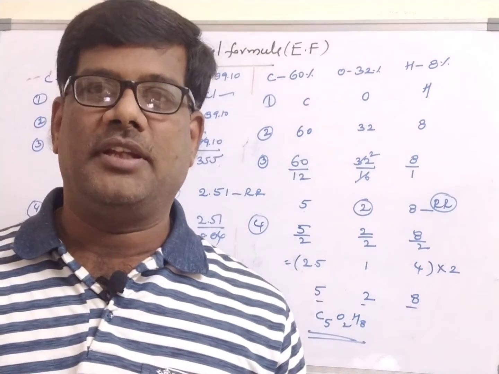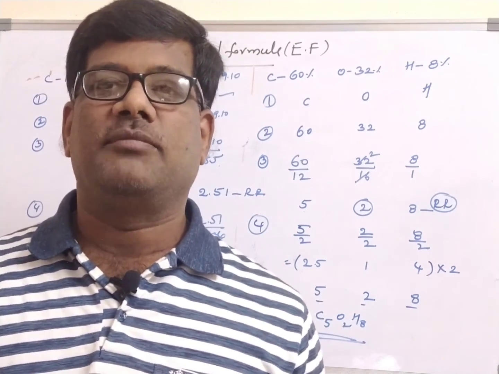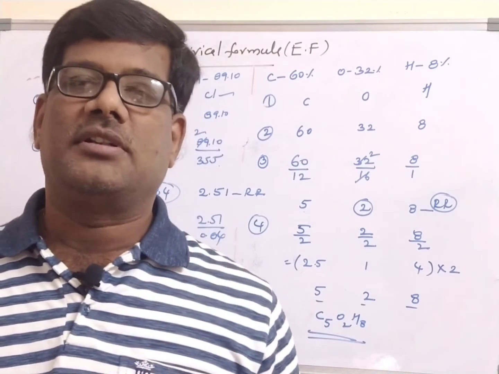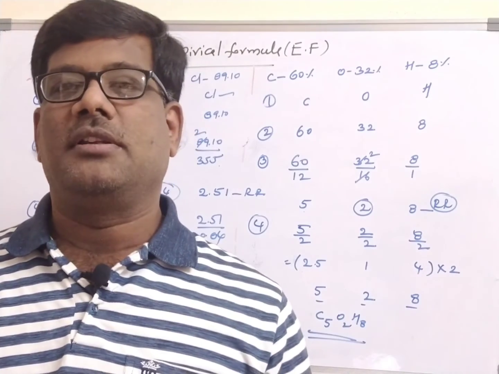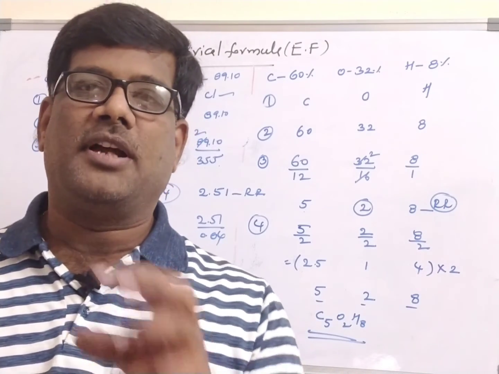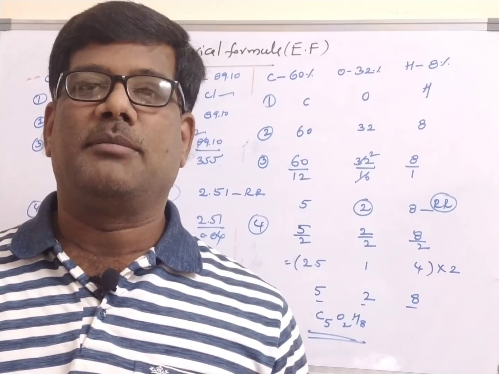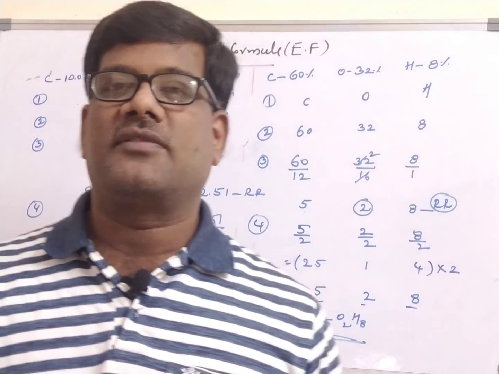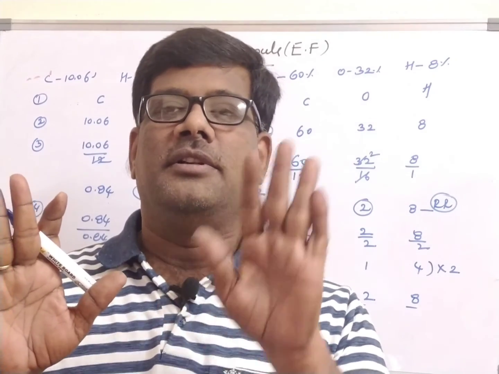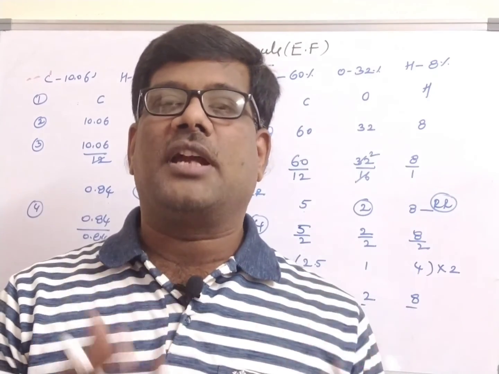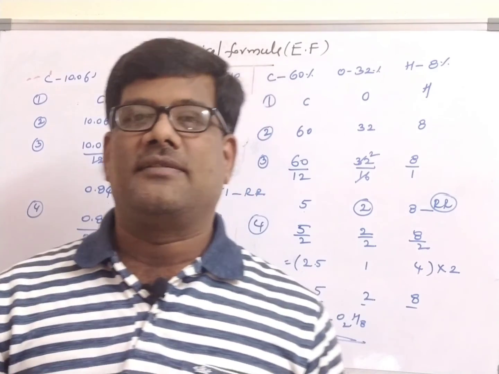Tomorrow I will give you the remaining 2 methods to calculate the empirical formula. Once again I will repeat: what is the molecular formula? The actual number of atoms present in the molecule gives the molecular formula. What is the empirical formula? The simplest ratio of the atoms present in the molecule. What is the relation between them? Molecular formula is equal to n times the empirical formula. How to calculate n? n is equal to molecular formula weight divided by empirical formula weight.